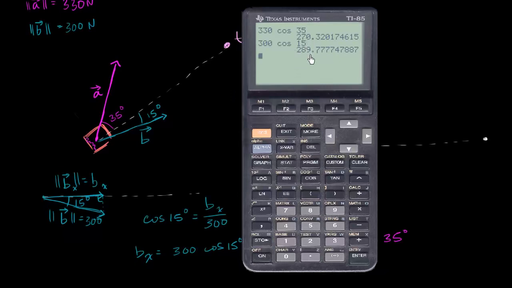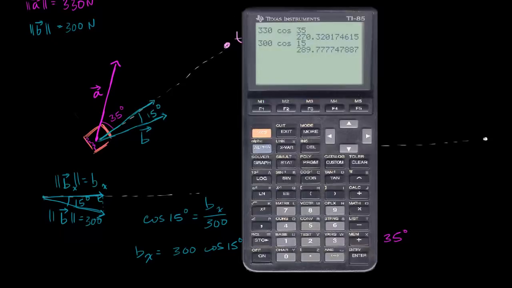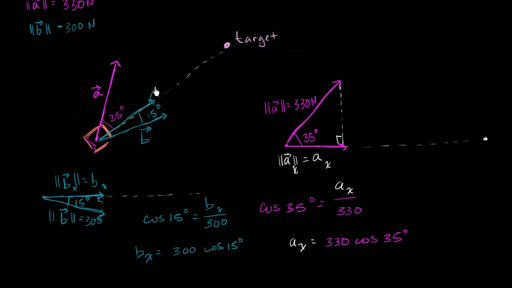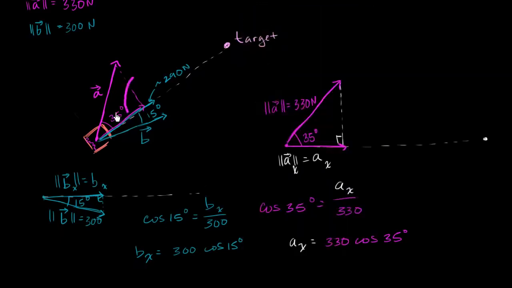So if we were rounding to the nearest newton, the magnitude of this vector right over here, B sub x, is 290 newtons. So this is approximately 290 newtons in length, or I guess you'd say magnitude, while this one is a little bit shorter. If we round to the nearest newton, it's about 270 newtons. The length of this one is 270 newtons, approximately.